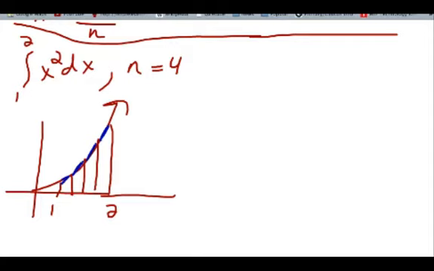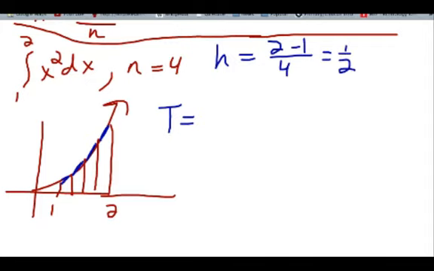Okay, so if I plug into my formula, t equals h over 2. Well, first of all, we need to figure out what h is. h is 2 minus 1, that's the endpoints, b minus a, divided by n, which is 4, so that's going to be 1/2. Alright, so t equals 1/2 times whatever the initial function height is.